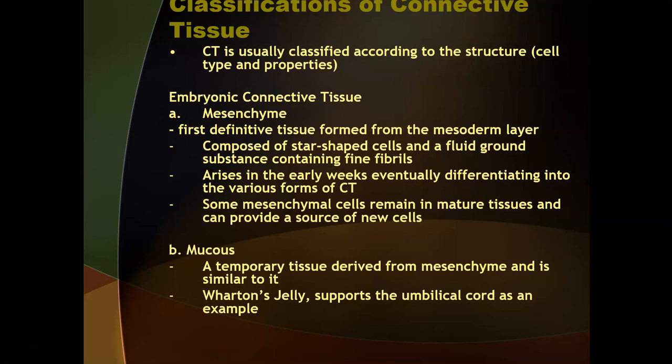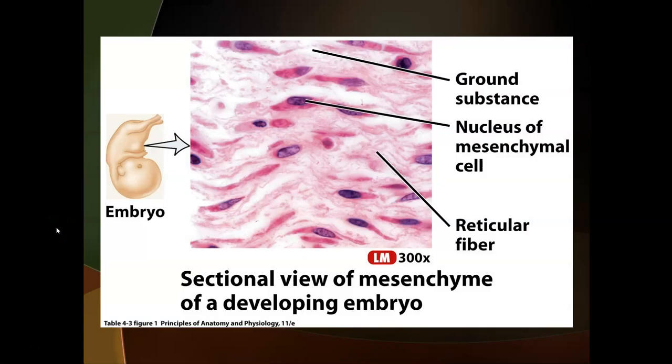But we can find some mesenchymal cells in mature tissues, and this allows, in terms of repair, an opportunity to create a new source of cells to go on to create new matrix. Another type of embryonic connective tissue is known as mucous, and it is a temporary tissue, and it too does derive from mesenchyme. A common one, for example, is something called Wharton's jelly, which supports the umbilical cord in the fetus.